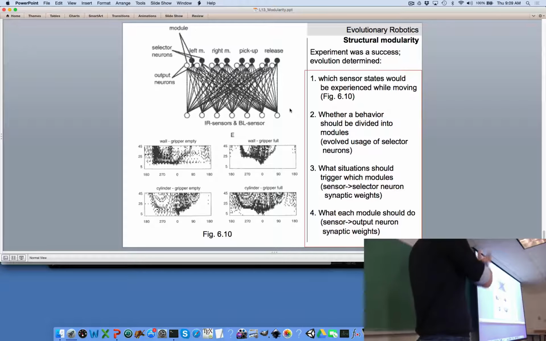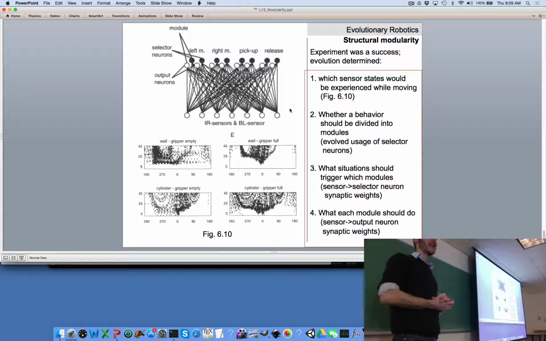Okay, so a nice approach to automatically creating modular networks for our robots, right? Be nice to be able to automatically create modular code. This is something that you learn as you become a better coder and software engineer. Here, we're showing an approach where we can use evolution to do this automatically for us for robotics. Okay, that concludes, I think, lecture 13.